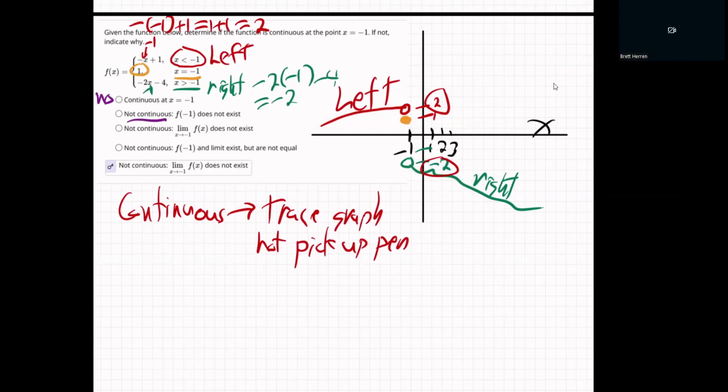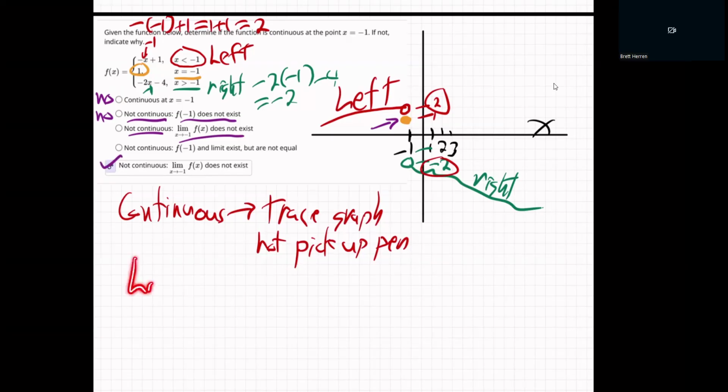And why is it not continuous? Because f of -1 does not exist? No, f of -1 does exist. It's right there. There's a solid dot there. That's not the reason. Is it not continuous because the limit does not exist? Yeah, and you can see it down here. That is the answer. Why is that the answer?